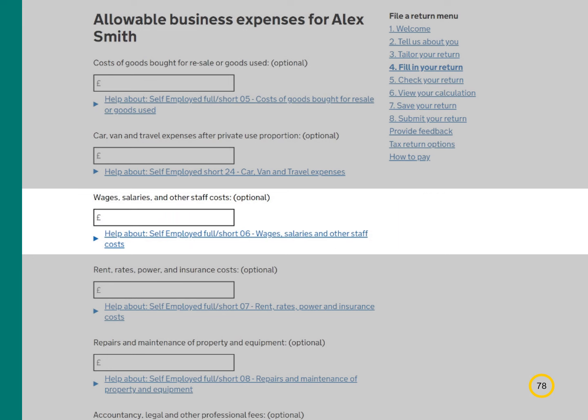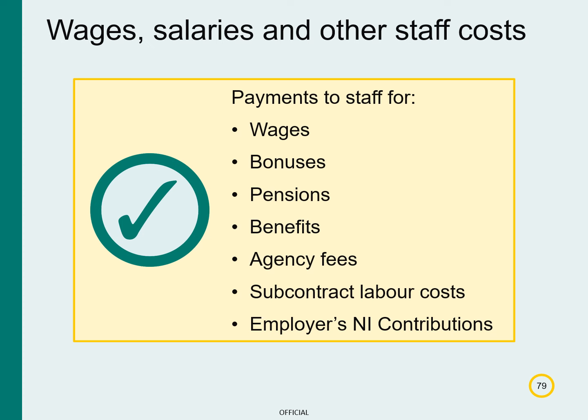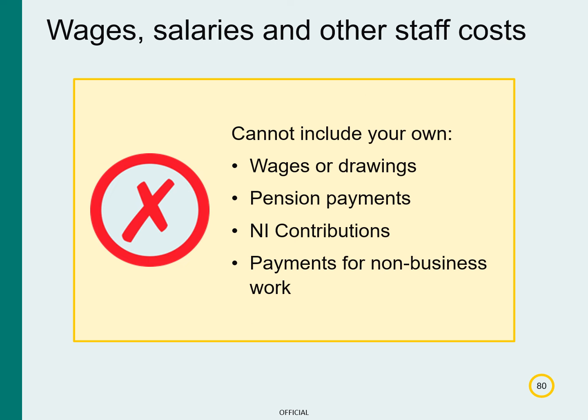In this box, you can show any wages paid to staff or employees. So this could be wages, bonuses, pensions and benefits. Also include agency fees and subcontract labour costs and employers' national insurance contributions. However, you cannot include your own wages or drawings, pension payments, national insurance contributions, and payments made for non-business work.